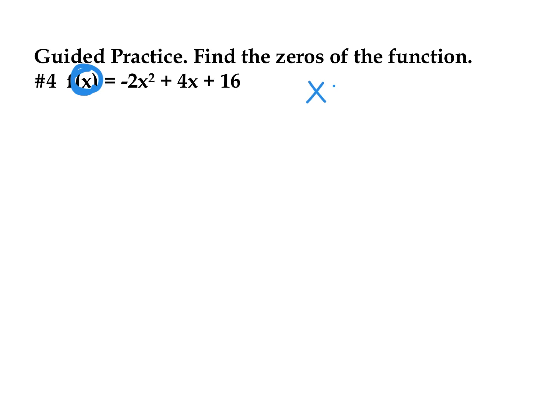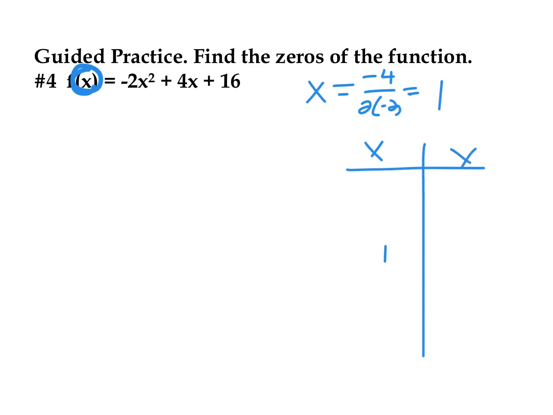So my x equals negative b over 2a, so negative 4 over 2 times negative 2. It's going to be 4 over negative 4, which is 1. So I have x equals 1, and now I'm going to make a table of values. So 1, and then I'm going to plug in 0 and negative 1, and 2 and 3. When I plug those values in, when I plug in negative 1, I get 10, 16, 18, 16, and 10.